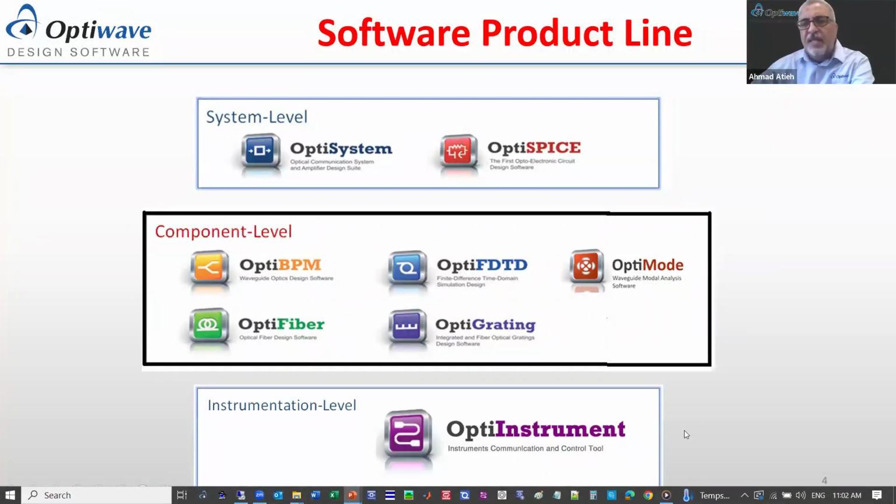And then finally is the instrumentation software, with which you can communicate with any equipment in the field, not specific to a specific vendor. You can set up the equipment and automate setups, collect data, process data, and then also you can feed it to OptiSystem software.